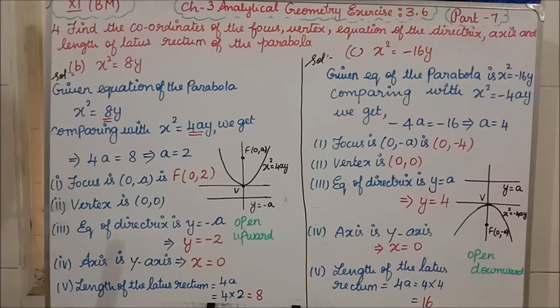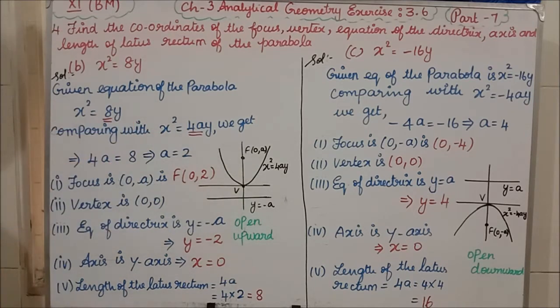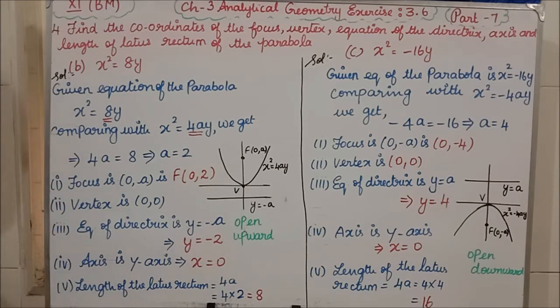Clear? The vertex is origin only, 0 comma 0. Clear students? Now, equation of directrix. When the focus is (0, a), the equation of directrix will be y equal to minus a. Isn't it? So equation of directrix is y equal to minus a, where the a value is 2. So y equal to minus 2.